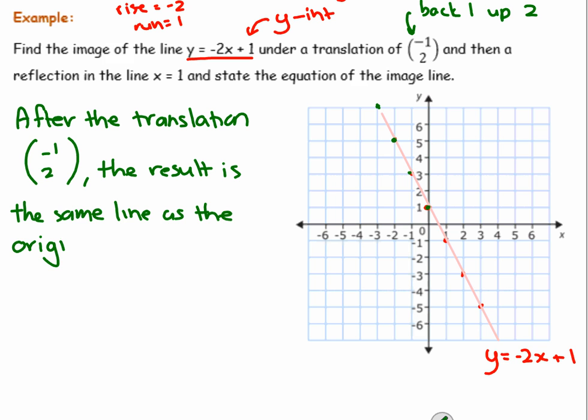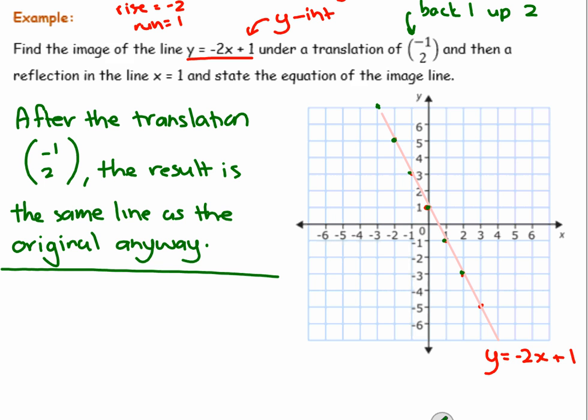Otherwise, we would have to draw the new line. But because it ends up being just what the original line was anyway, when you do this translation, like see the next one, back by 1, up by 2, and so on, it ends up just being back to the original line. So that's not very exciting, but most of the time you normally would get a different line, but it turns out this just happened to be the same line.